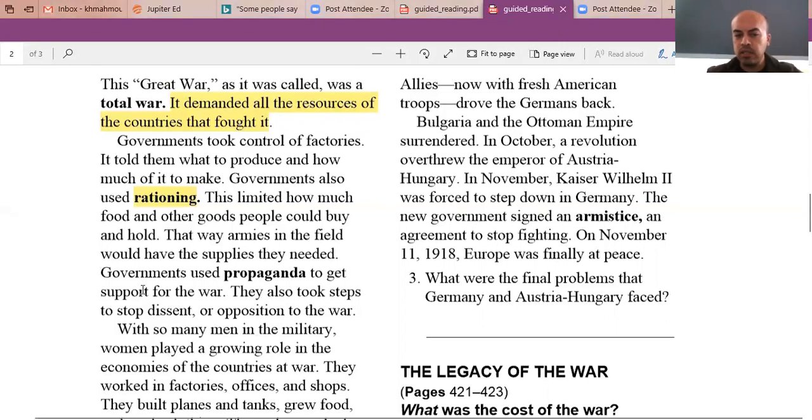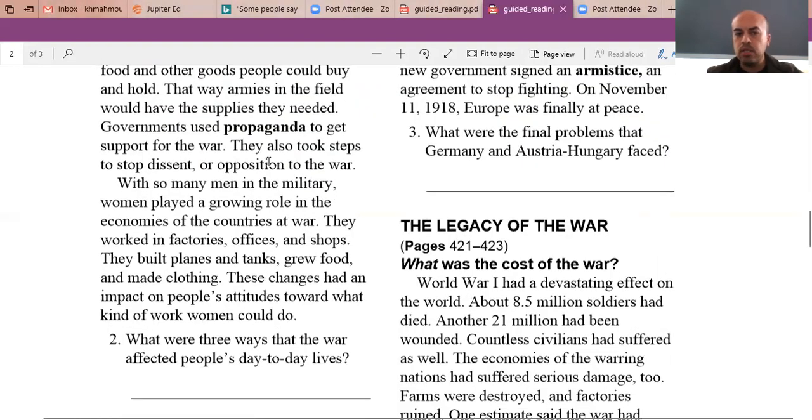Government used propaganda to get support for the war. They also took steps to stop dissent or opposition to the war. To stop people from being against the war, they used propaganda to encourage people to take the side of the war. With so many men in the military, women played a growing role in the economies of the countries at war. They worked in factories, offices, and shops. They built planes and tanks. They grew food and they made clothing. These changes had an impact on people's attitudes toward what kind of work women could do.